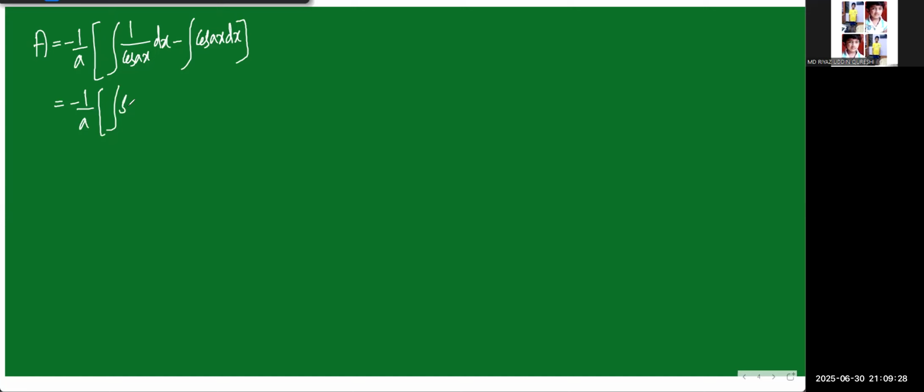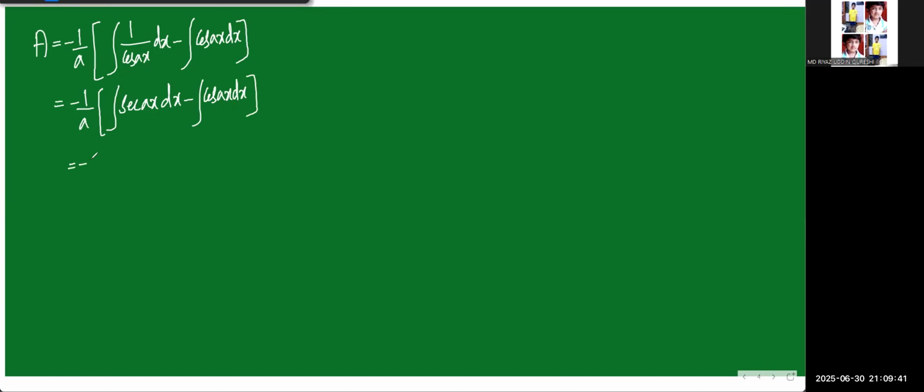Minus 1 by a will be there outside. Let me repeat that step. Integral of 1 by cos ax dx minus integral of, in the numerator a term cancelled, so we get cos ax dx here. That will be closed. This is minus 1 by a times integral of secant ax dx minus integral of cos ax dx. Now write down their values.